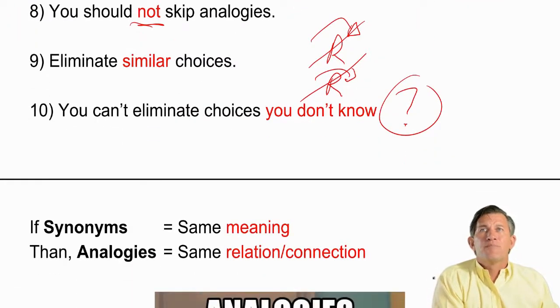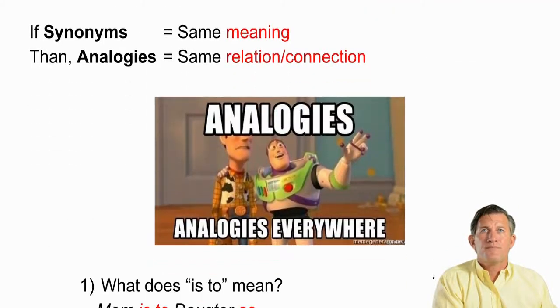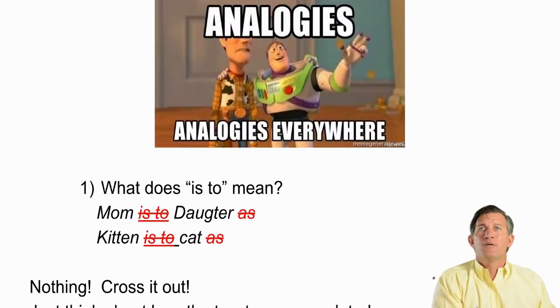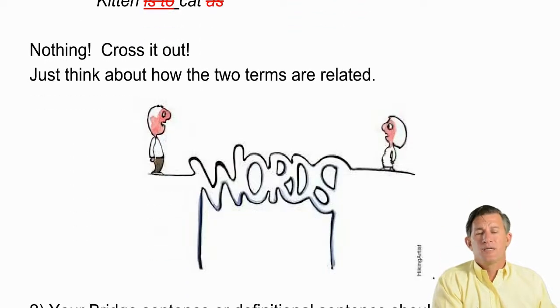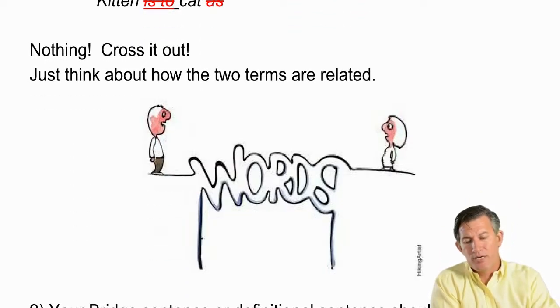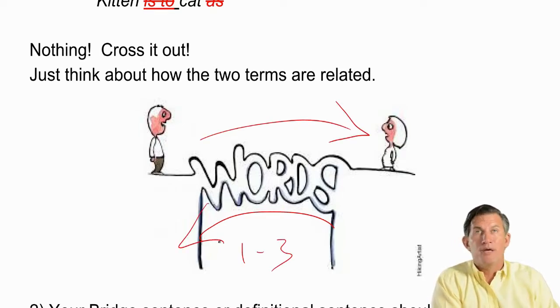Synonyms are the same meaning, but analogies are the same relationship or connection. Cross out is, to, and as. Never deal with those. What are you going to connect? When you cross out is, to, and as, what are you going to connect? With words. How many words? 1 to 3. Does the direction matter? Yes. It's either this way or that way.